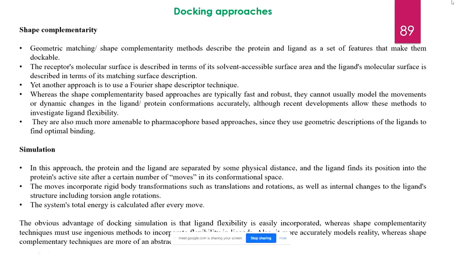Okay, so the other method that you have is geometry matching. In this particular case, they generally describe the protein and ligand as a set of features that make them dockable. These features include the molecular surface, the complementary surface descriptors and all. And in this case, the receptor's molecular surface is described in terms of solvent accessible surface area. Okay, and what is solvent accessible surface area?